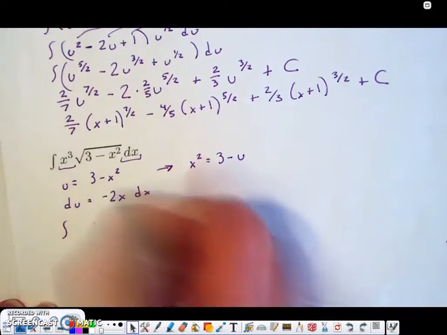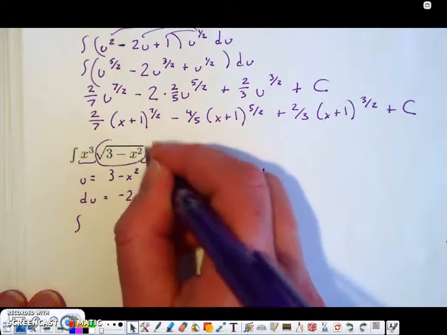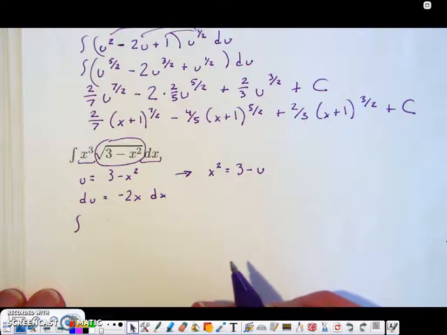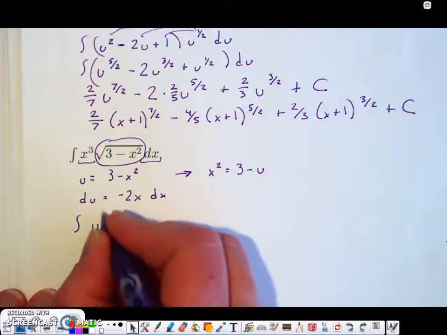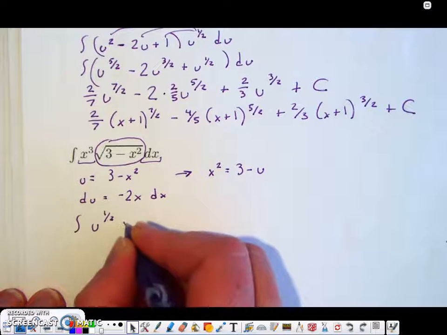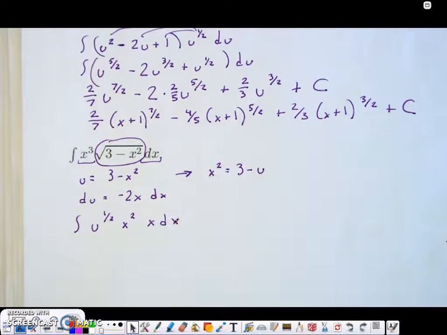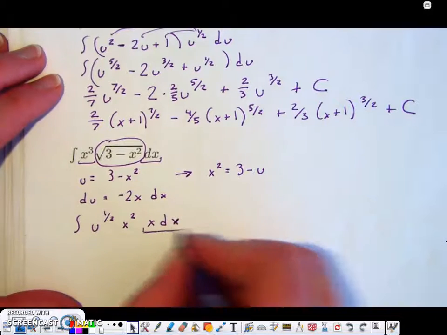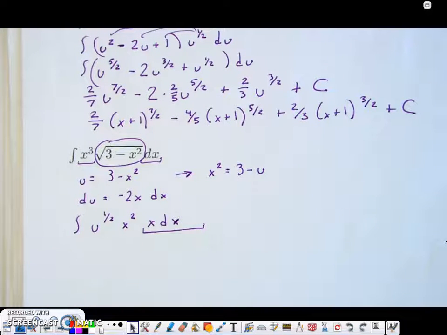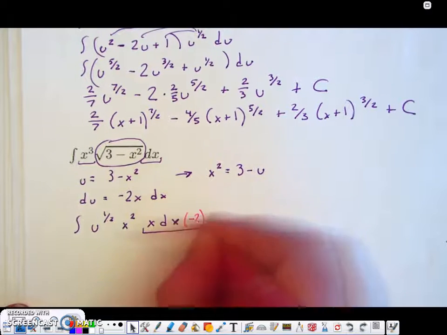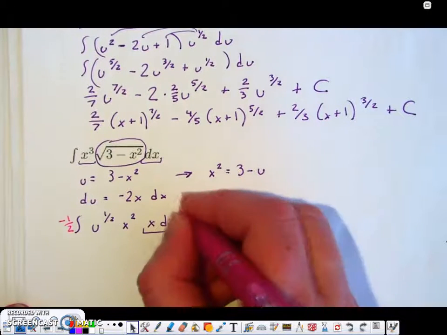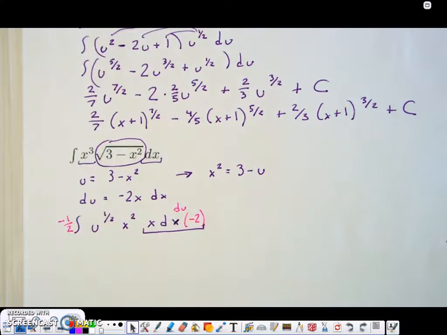So I'm going to write this part. How could I write 3 minus x squared? u to the 1/2. And then I'm going to write x squared times x dx. Okay, so I'm just splitting that x cubed into x squared times x. And I'm going to look at this as almost being my du. Okay. Correct. Yes. And that's nice because then all that's du and I've handled it.